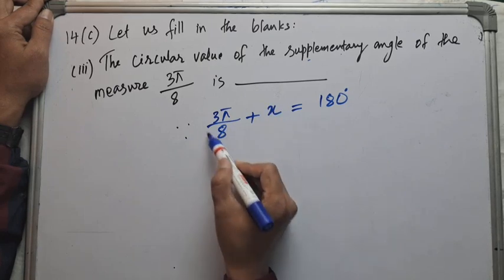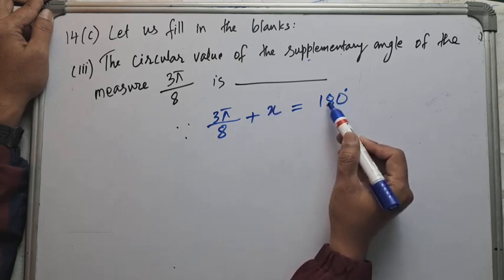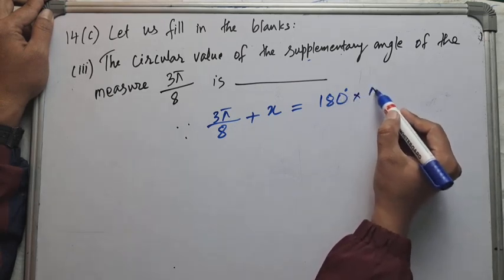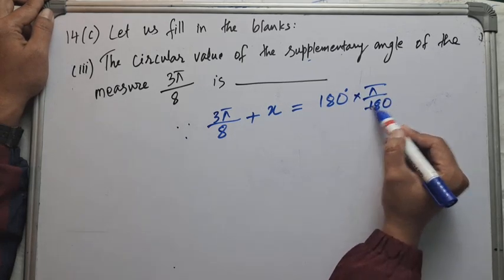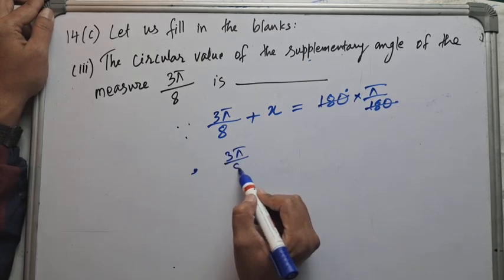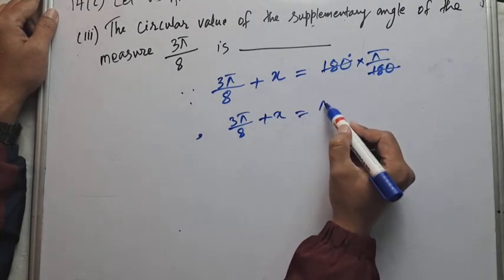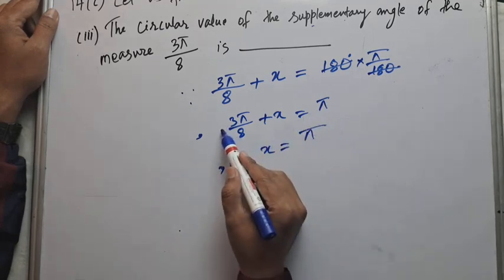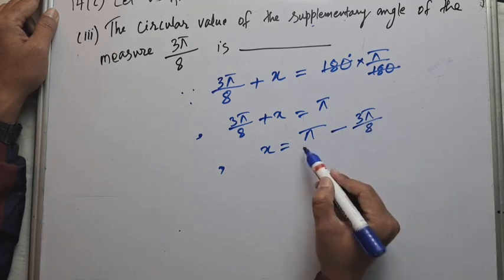Okay, so this is circular measurement, but here we have sexagesimal, isn't it? So let's convert this into circular. So 180 degrees into pi by 180. This is converted into circular measurement, isn't it? 180, 180 cancels out. So 3 pi by 8 plus x equals, we have pi on the right hand side, isn't it? Or x equals pi minus 3 pi by 8, we take to the right hand side.